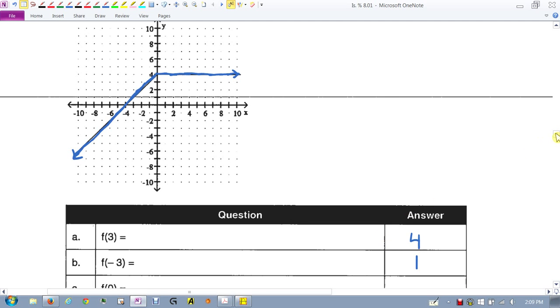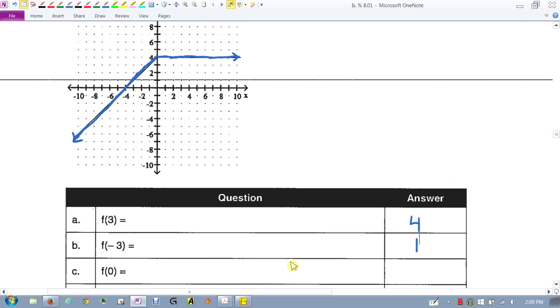How about the next one? F of 0. Whoa, whoa, whoa. F of 0. So I don't move left or right, right? 0, stay there, and then go where? I have to go up to it, right? 1, 2, 3, 4. So since it's up, it's positive. Positive 4.